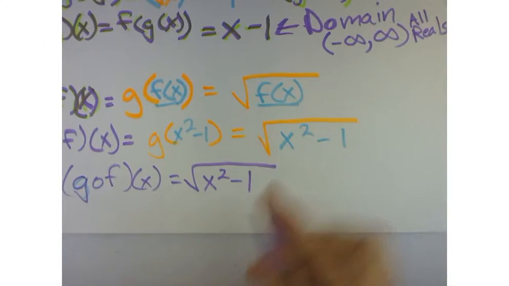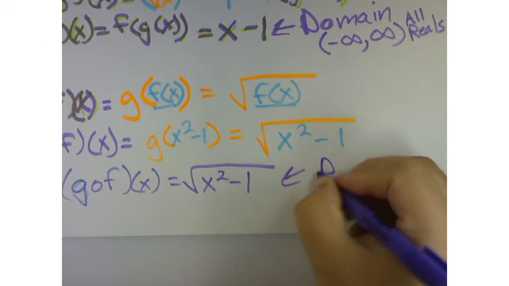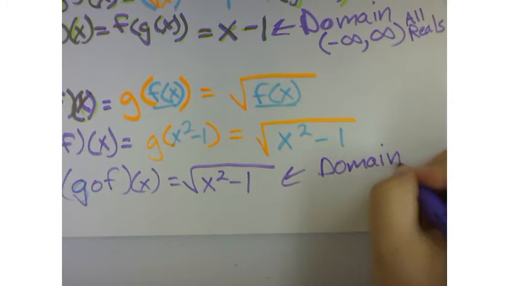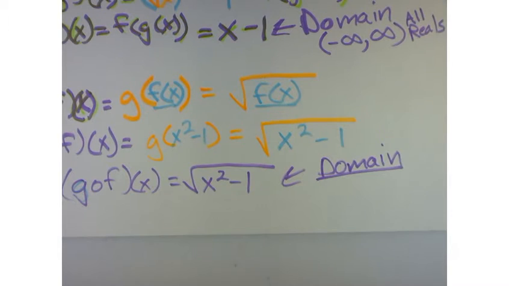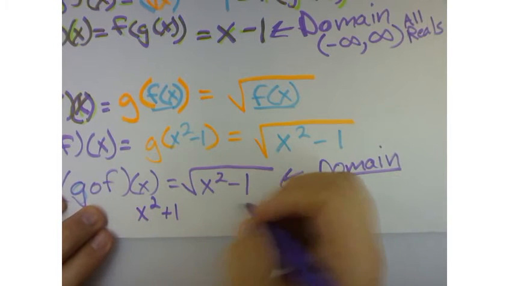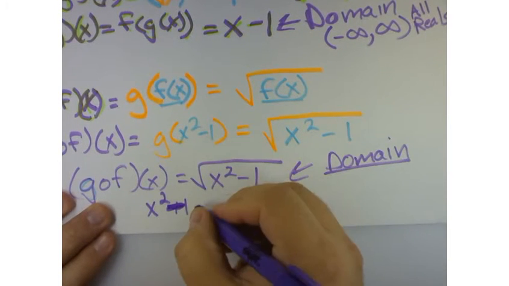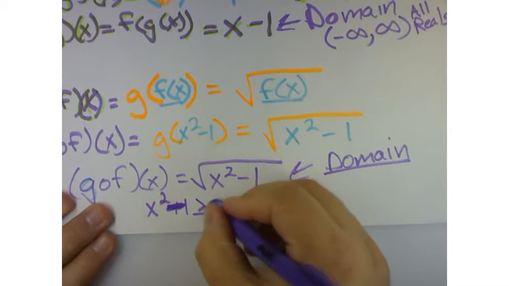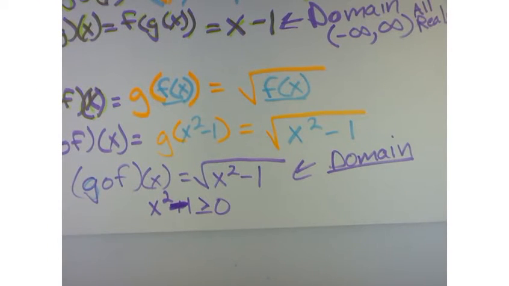Now let's come down to g of f. Is there a fraction? No. So we don't have to worry about 0 in the denominator, but there is a square root. What's the problem with square roots with regards to the domain? I can't take the square root of a negative number. So that means that x squared plus 1, or I'm sorry, minus 1, it has to be greater than or equal to 0. That's kind of complicated.